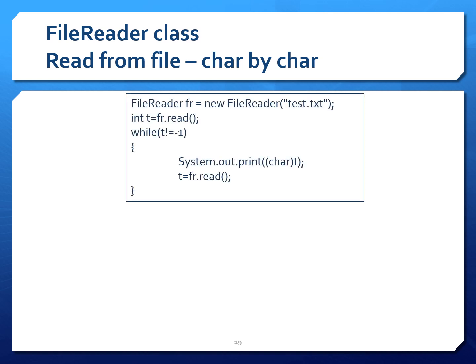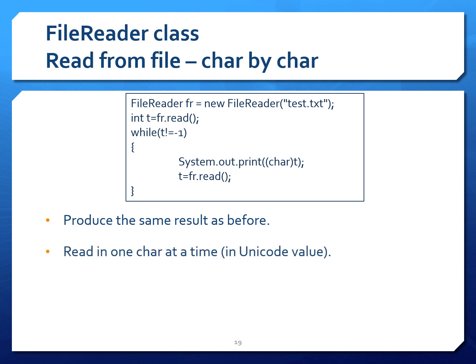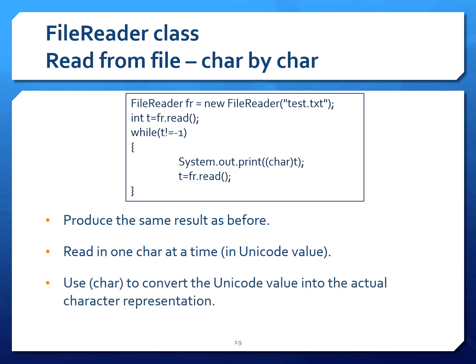Now we will learn how to read a file using the FileReader class. This is the code to read in a file using the FileReader class. The code will produce the same result as before, but this will read in one char at a time in Unicode. We need to use a char casting to convert the Unicode value into the actual character representation. When it reads in a value of -1, it means end of file.